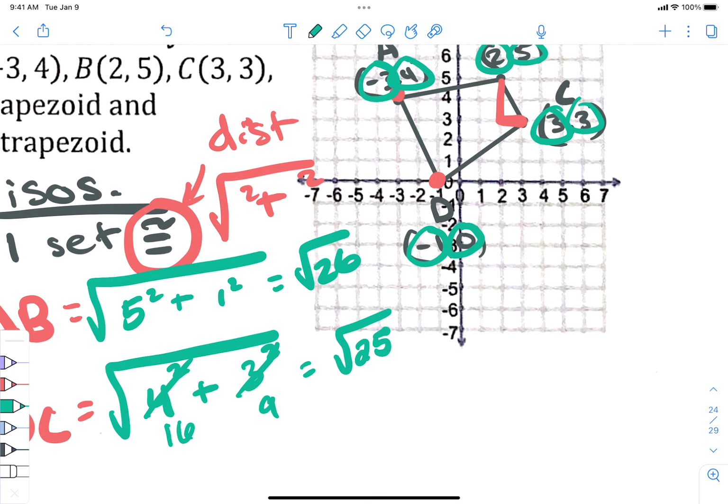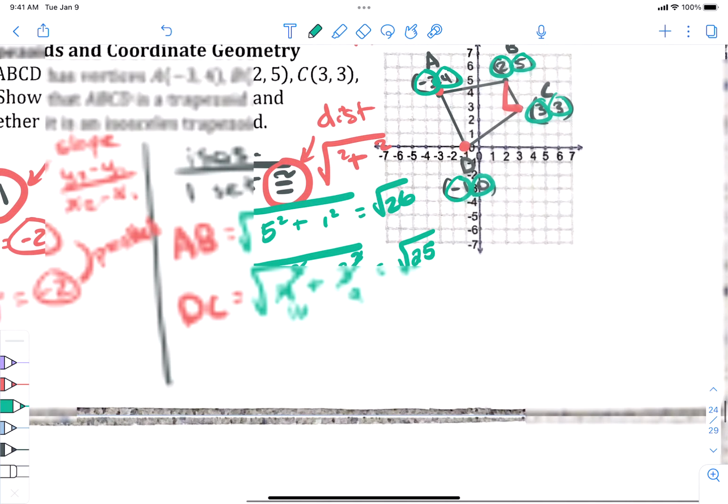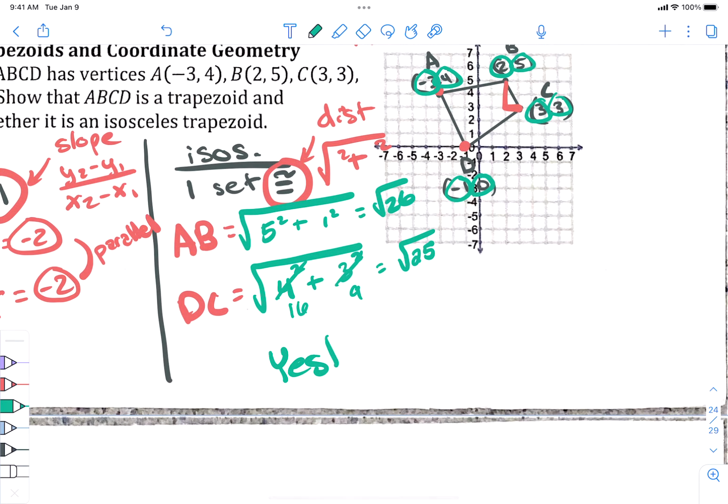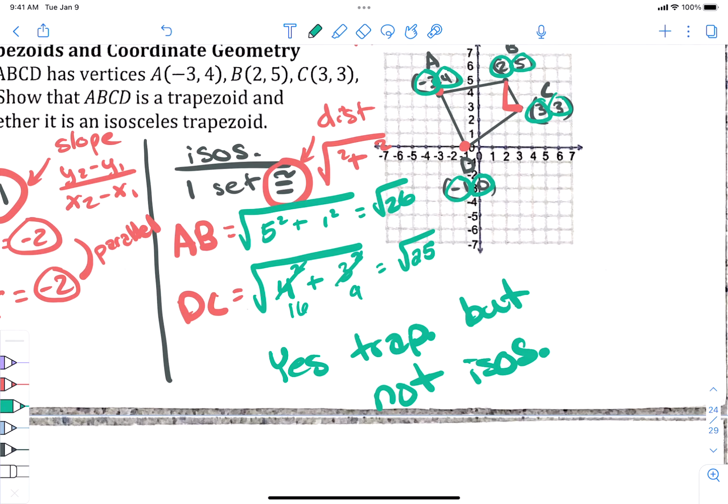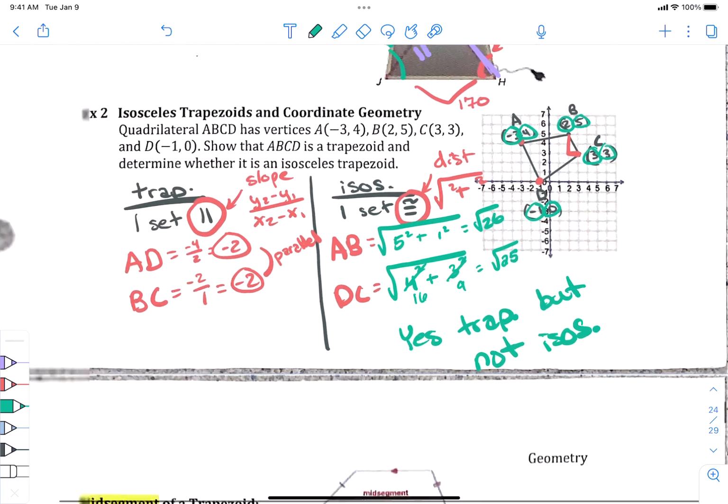No, 5, 3, 4, 9. Oh, boy. Jalen says she's right. She was. What was she right about? So yes, trapezoid, but not isosceles. So that's just checking 4 things, but you're doing 2 of each: 2 slopes, 2 distances. So that's kind of exciting.